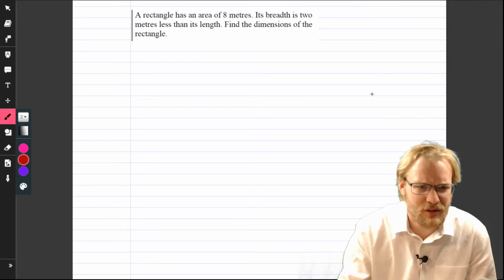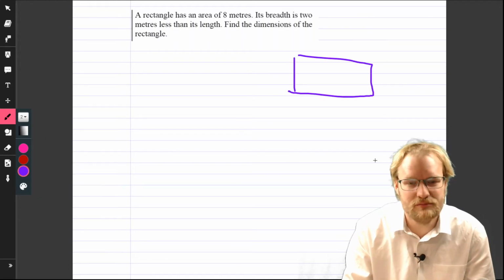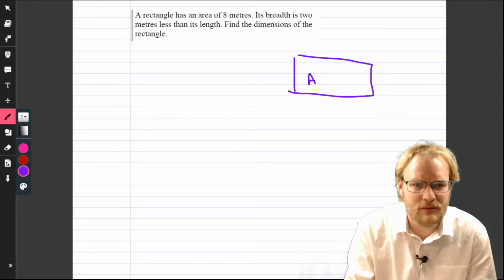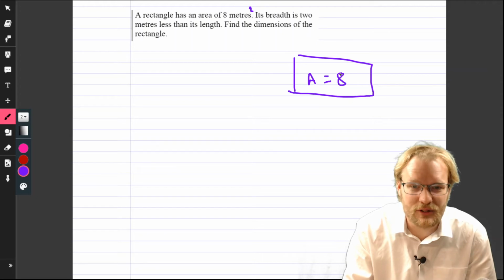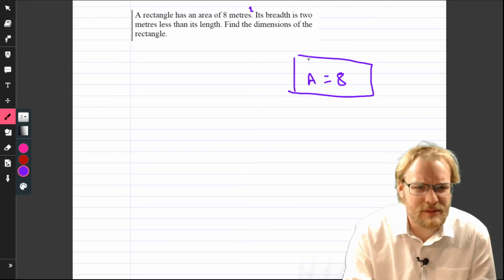Okay, a rectangle. Nice scribble of a rectangle. It has an area of 8 meters, which should really say an area of 8 meters squared. Area equals 8 meters squared, but I'm going to skip the units. Its breadth is 2 meters less than its length.